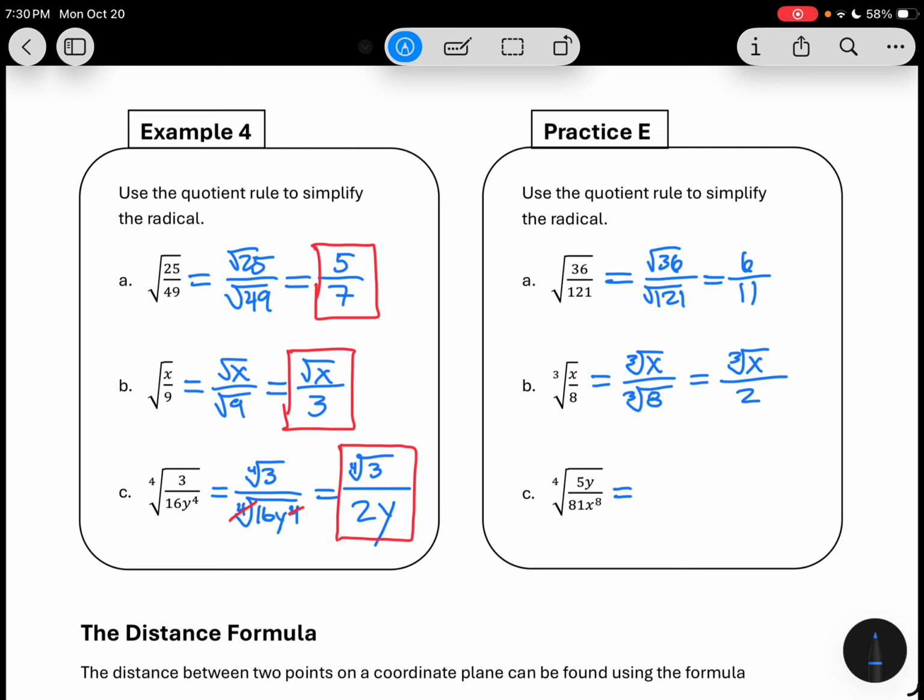And then we've got the 4th root of 5y divided by the 4th root of 81x to the 8th. The top does not really simplify. However, the bottom does. 4th root of 81, that's a perfect 4th root. It's 3. And then 8 can be divided by 4 evenly and leave us with 2 as our power for x. So we've got 3 and then x squared on the denominator.